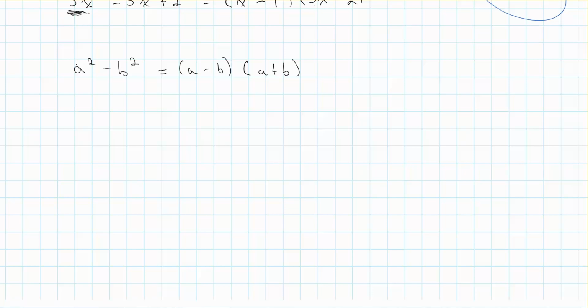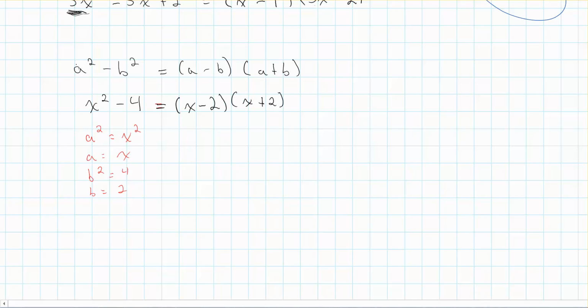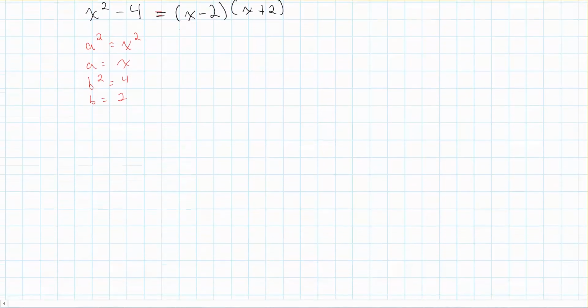Now, as an example of this, let's look at a quite straightforward one, x squared minus 4. Now, it's not necessary to do this, but it can help sometimes. Well, a squared is equal to x squared, so a is simply just equal to x. And then b squared is equal to 4, so b is just equal to 2. And so we would get that x squared minus 4 is equal to x minus 2, x plus 2.